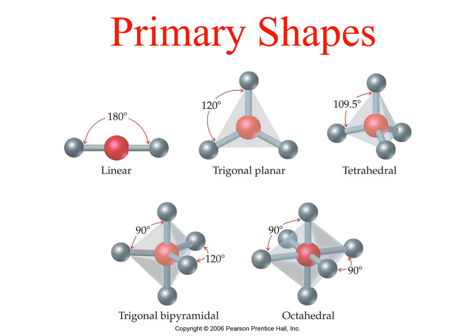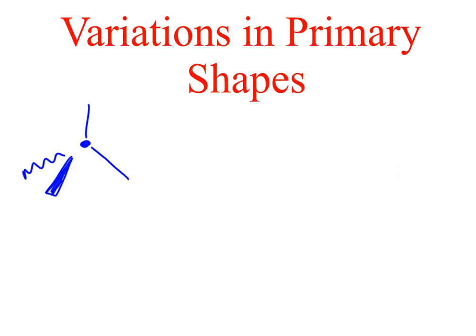Now, these primary shapes can vary by what we place at each one of those positions. So for instance, here we have the tetrahedral. If we were to not put an atom at the top position in that tetrahedral shape, we would end up with a slight variation of that.